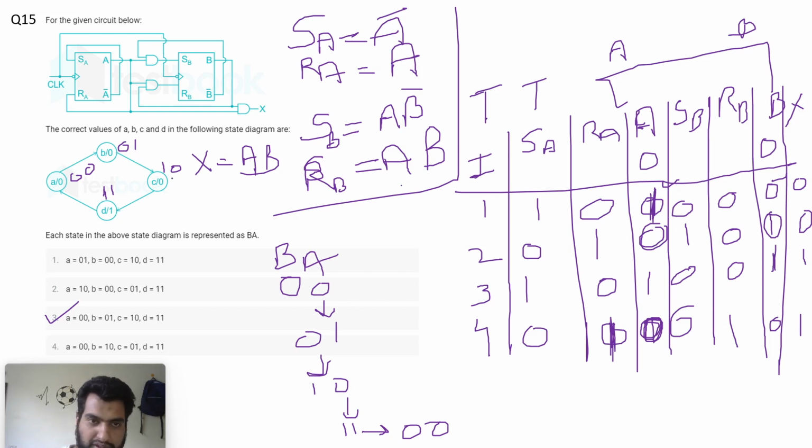So C would be 1 0 and D will be 1 1, because output is 1 only here and no other cases here, and rest are simply filled up by the transition. So from 1 0 I go to 1 1, and 1 1 to 0 0, all other are built. So option 3 is the correct answer.